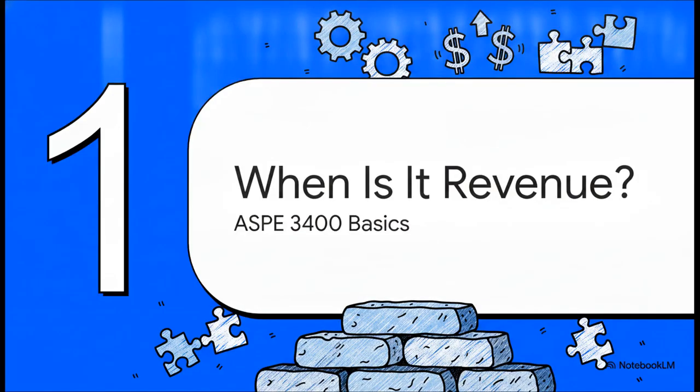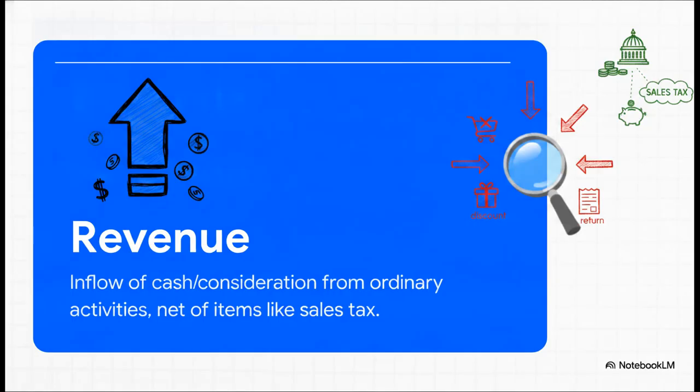All right, moving into section 1. When is it actually revenue? This is where we establish the absolute bedrock rules of revenue recognition under ASPE 3400. Before we start tracking our dollar, we actually need to define what revenue is in the first place. Simply put, it's an inflow of cash from your day-to-day business activities. But here's the kicker. It's always net of things like discounts, returns, and sales tax. Think about it. If you collect sales tax on behalf of the government, well, that was never your revenue to begin with. You're really just holding on to it for them.